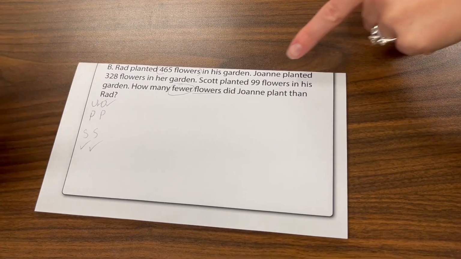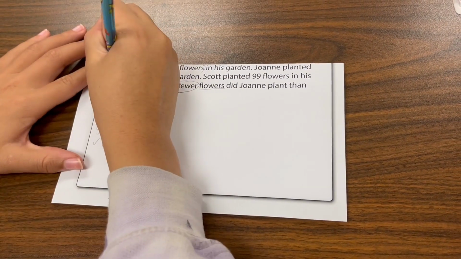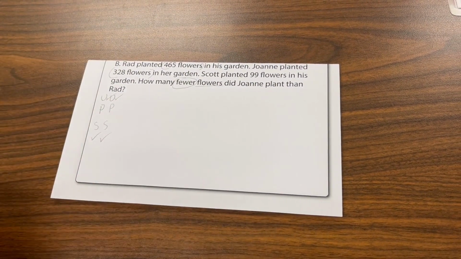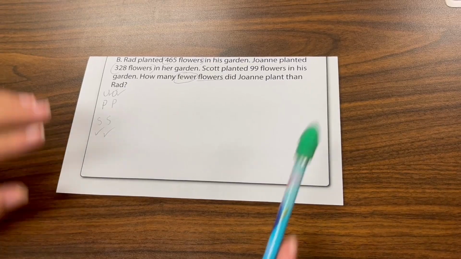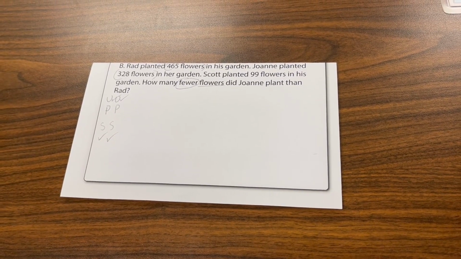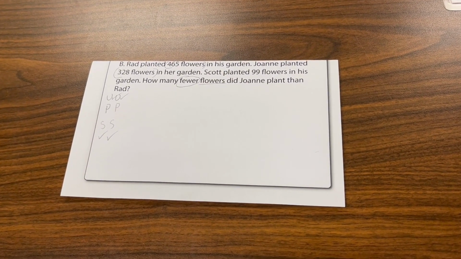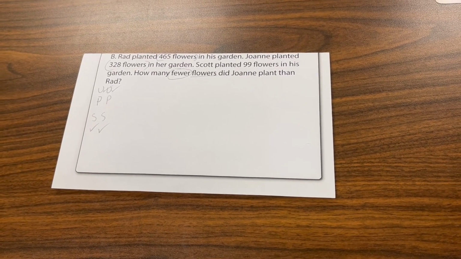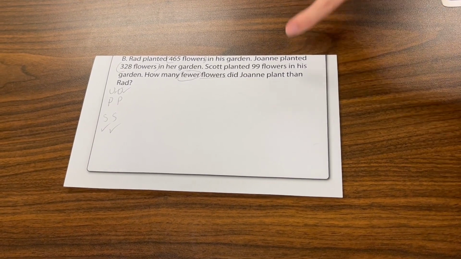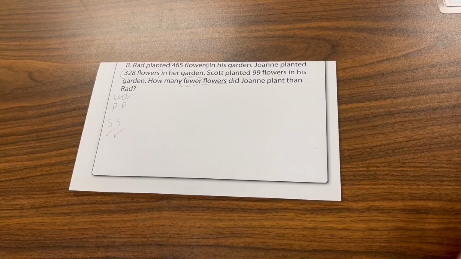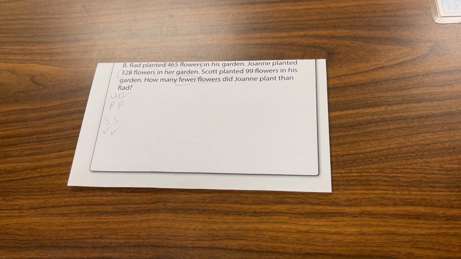Let's read the next sentence. Joanne planted 328 flowers. And we don't need Scott's flowers. Why not? Because they're saying how many fewer flowers did Joanne plant than Rad. So they're not asking about Scott, are they? Nope. They gave us just an extra number, right? Yeah, that we don't need. So what do we do to a number that we don't need? Cross it out. We cross that out so we don't get confused and we don't accidentally use it. Nice job, Rose. Did you finish that step?